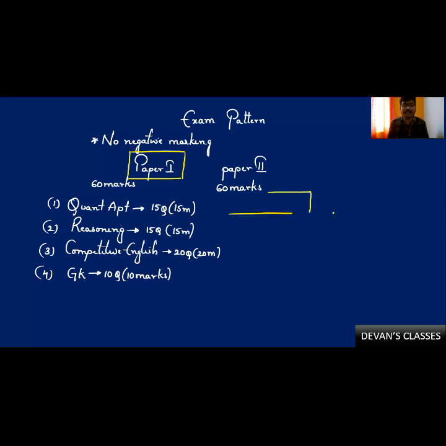So what are the aspects that we need to cover in paper 2? What are the subjects that we have? So in paper 2, we have physics. In paper 2, we have physics and mathematics.